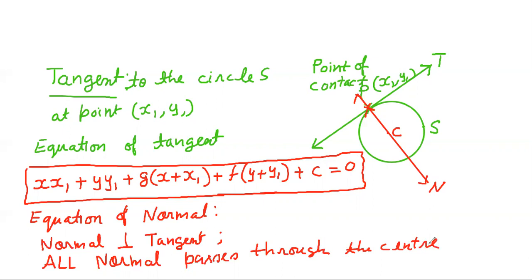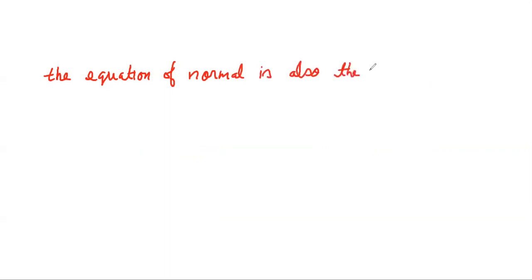It means what? It is a diameter. Normal is the equation of the diameter. So the equation of diameter and the equation of normal are same thing. The equation of normal is also the equation of diameter.